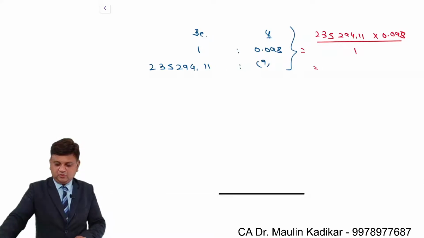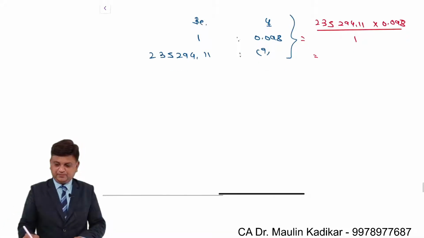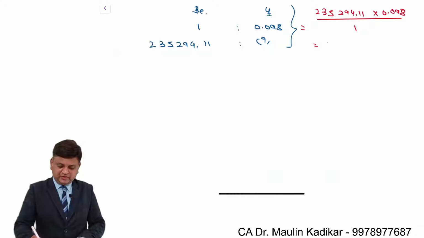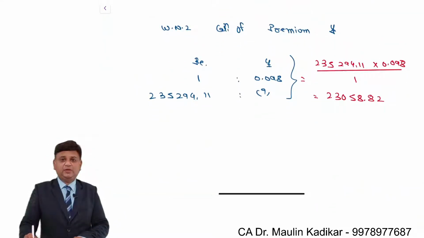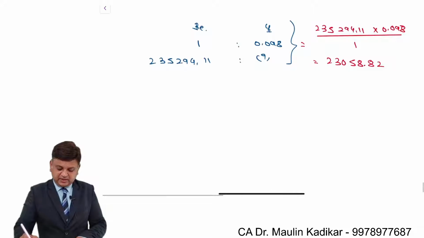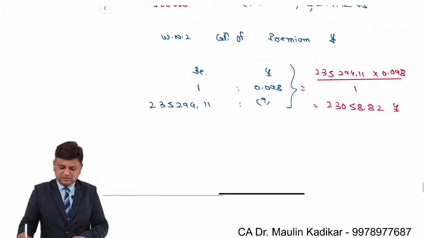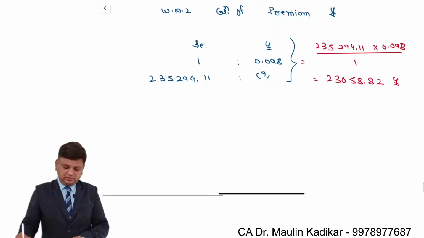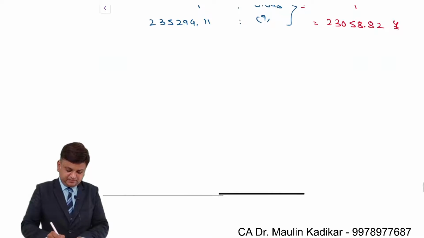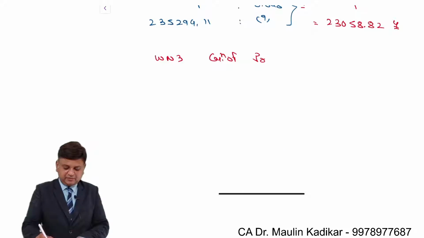So 235,294.11 into 0.098 comes to 23058.82. So this is the amount of the premium that you are required to pay in yen currency. And of course we understand that the premium is required to be paid right now, so there is a spot transaction. Working note number 3, calculation of the premium in rupee currency.